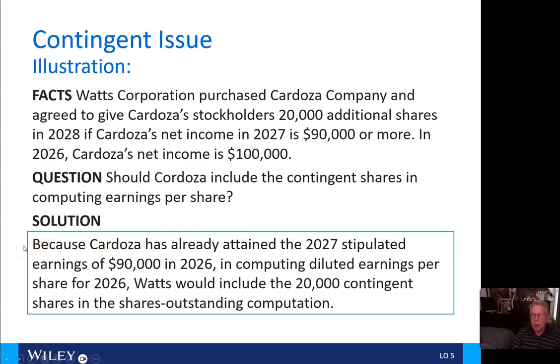Well, because Cardoza has already attained the 2027 stipulated earnings of 90,000 in 2026, in computing diluted earnings per share for 2026, Watts would include the 20,000 contingent shares in the shares outstanding computation.